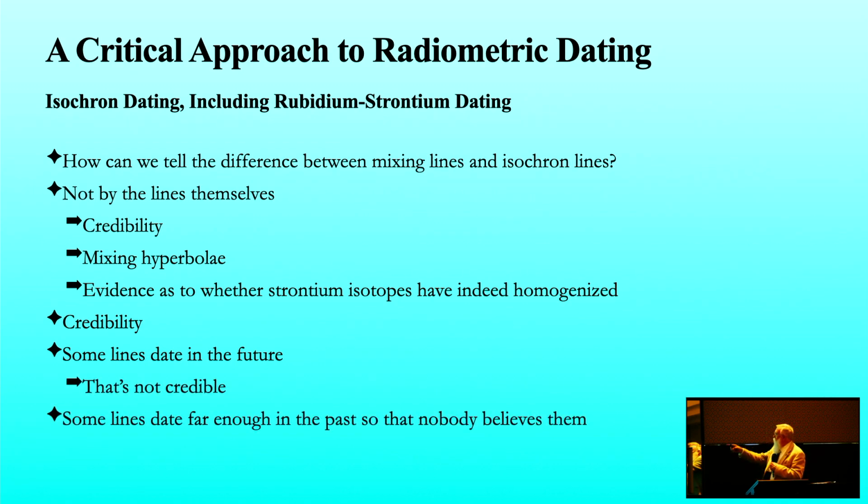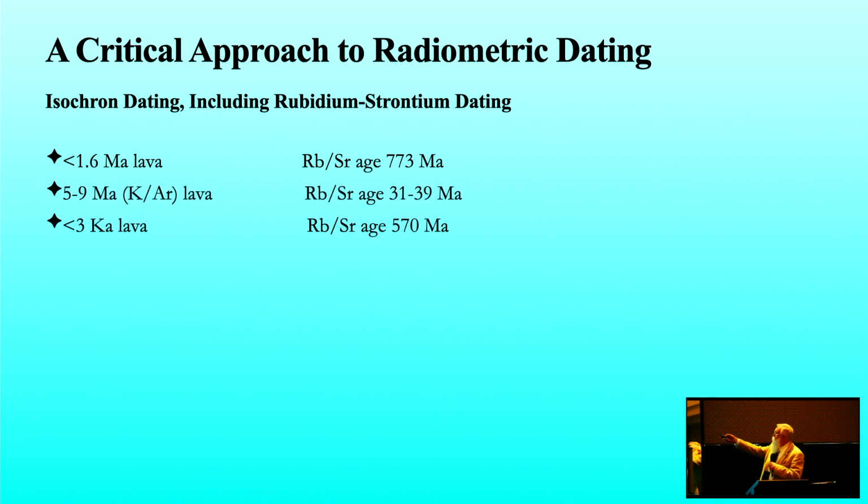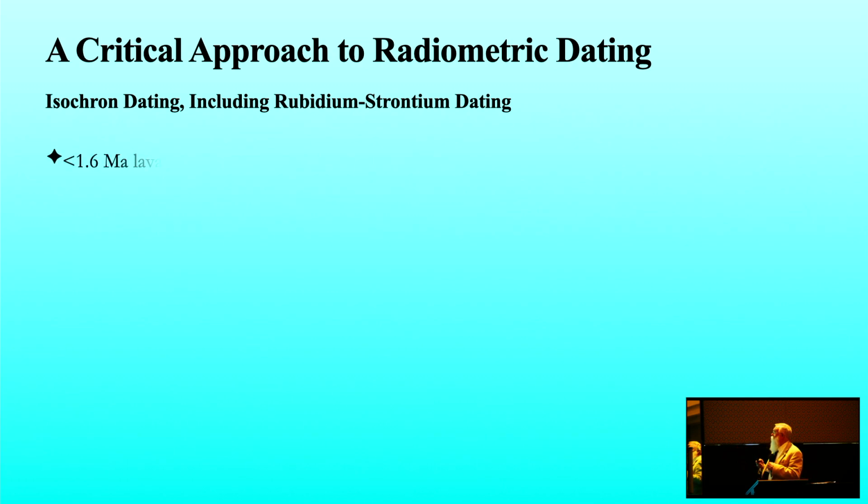Now, some lines date so far in the past that nobody believes them. Well, what do I mean by that? Let me give you some examples. Here's a whole bunch of these. Less than 1.6 million year old lava. Okay, we might say 3,000-year-old lava or 5,000-year-old lava, but they would certainly agree with you that it's less than 1.6 million. Rubidium-strontium age, 773 million years. That's not good at all.